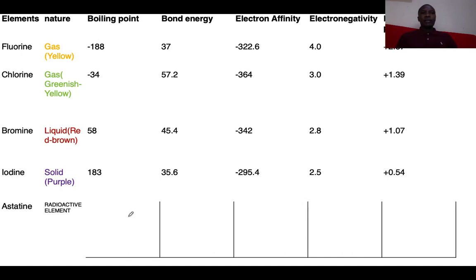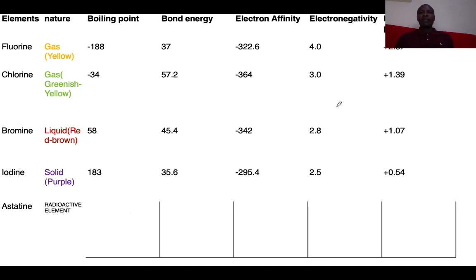The boiling point of fluorine is negative 188. The one for chlorine is negative 34. And the boiling point for bromine is 58. Then the one for iodine is 183. Bond energy. You can see everything is very clear. And we have 37, 57.2, 45.4, 35.6. Electron affinity, of course, that is the energy and it is usually exothermic.